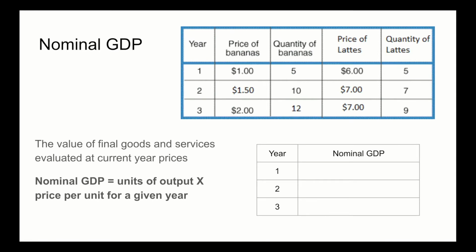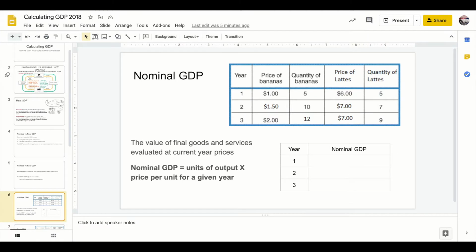All right, so if we look here, and I'm going to have to actually smallify this so you can see what I'm doing. Nominal GDP, we're going to get it right now. If you're doing nominal GDP, you're taking the value of final goods and services evaluated at current year prices. So to calculate it, you take the units of output for this year times the price per unit for a given year. So let's look. We got bananas and lattes. Those are the only two goods being produced in this economy.